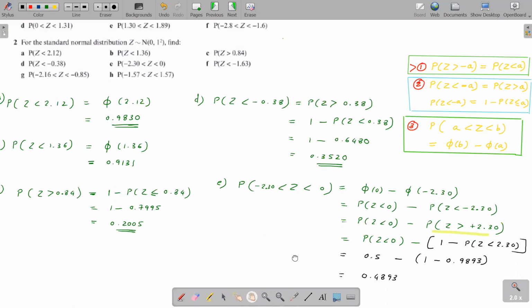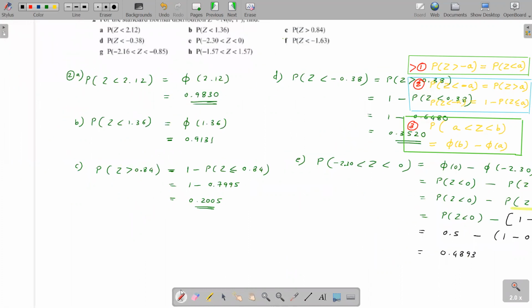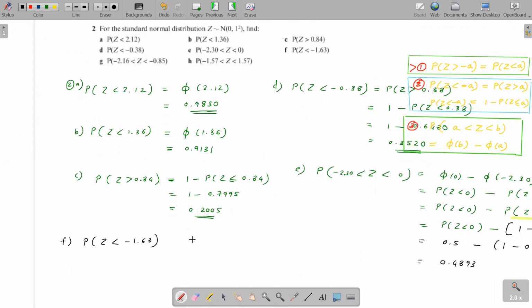All right. And then, so that's part E. Part F. Probability Z is less than minus 1.63. Right. So that's again really easy, because all you have to do is the negative. First thing is you can't work with negative Z values. You convert the negative to positive. How? By flipping the inequality, and negative becomes positive.